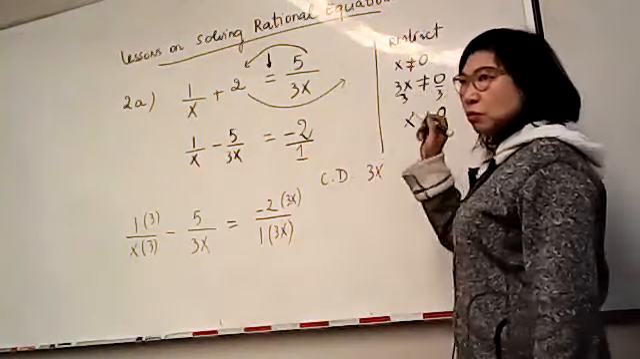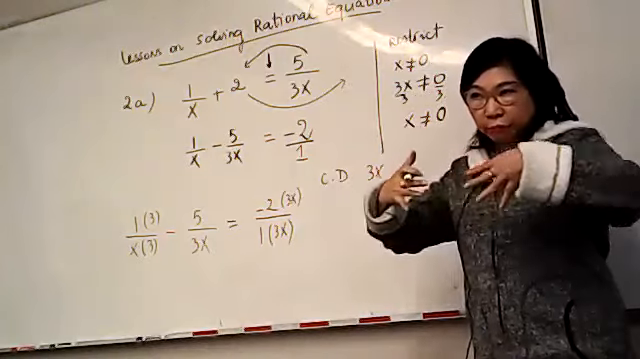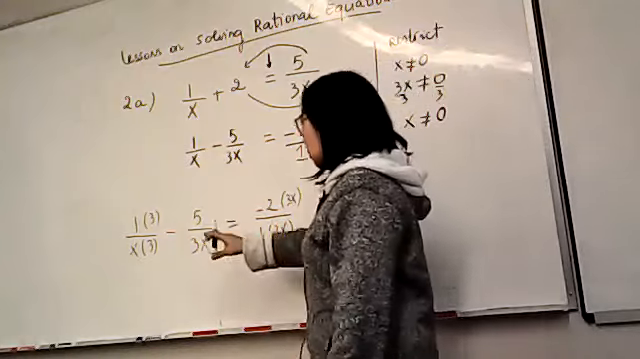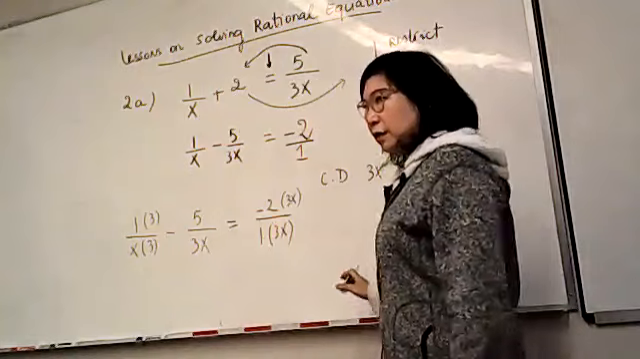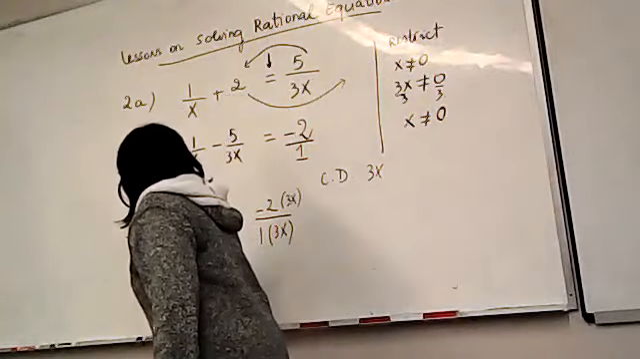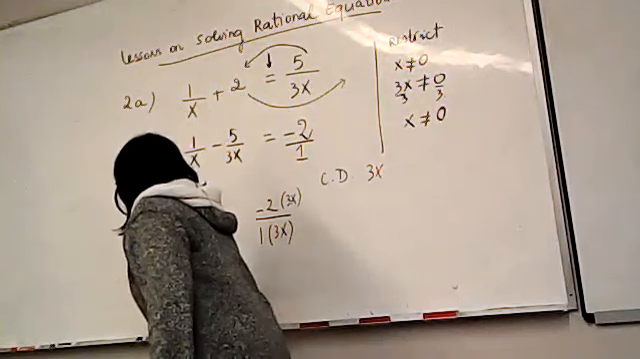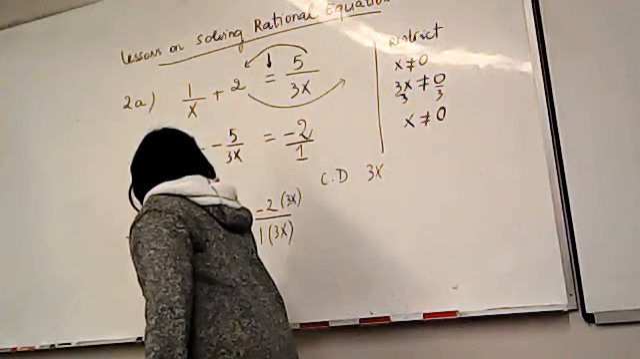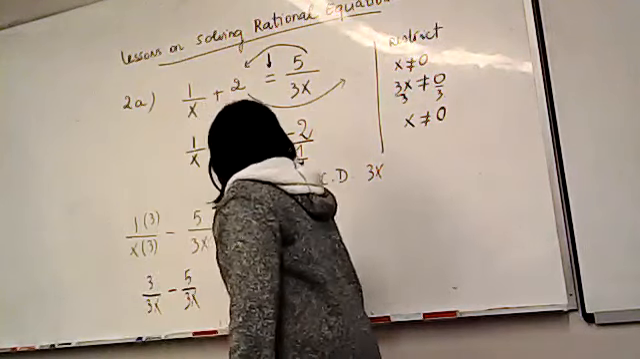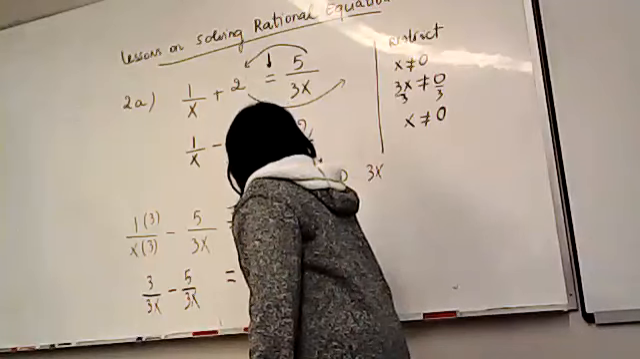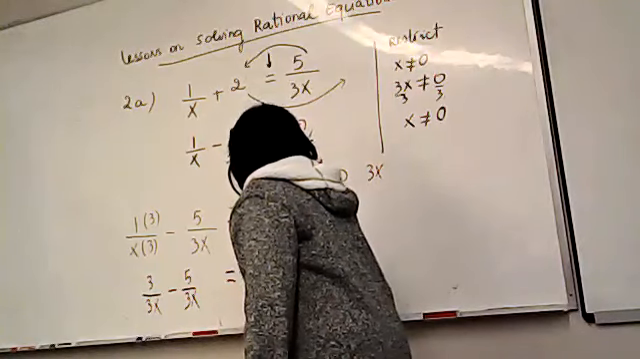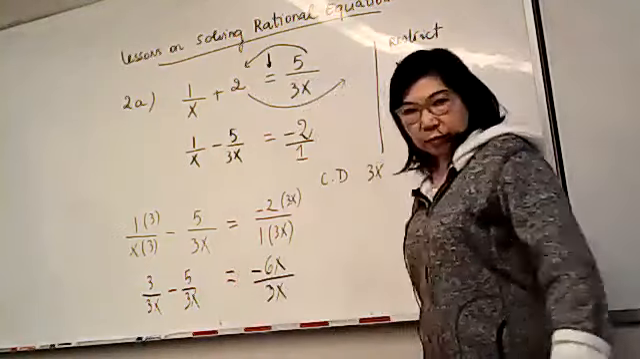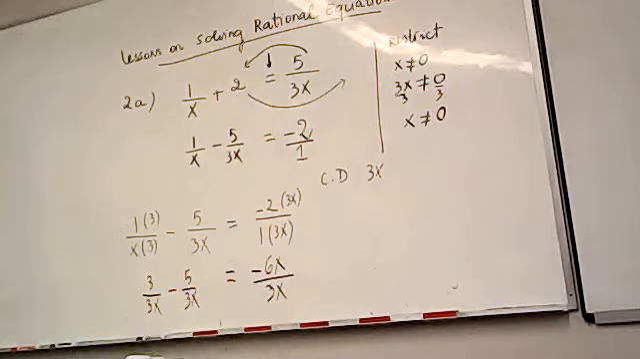So that's how you do common denominator for fractions, for all of them, left side and right side. Now, I'm going to simplify the left and simplify the right. On the left, I have 3 on top and 3x at the bottom. Second fraction, 5 over 3x. Equal. The right hand side, I have -6x over 3x. Everybody agree up to here?